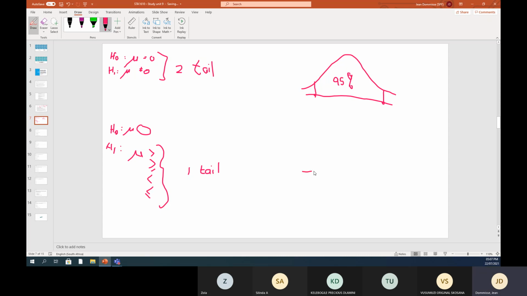If we work with a one tail and we have again 95%, how would that look? Anybody want to take a guess how that would be structured?